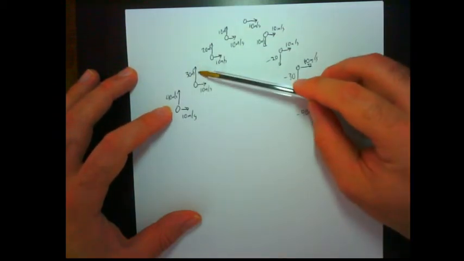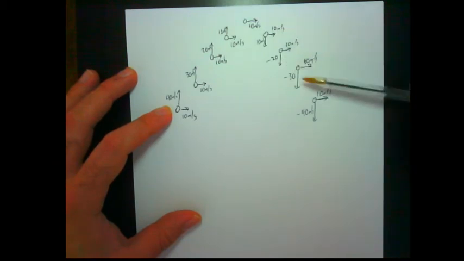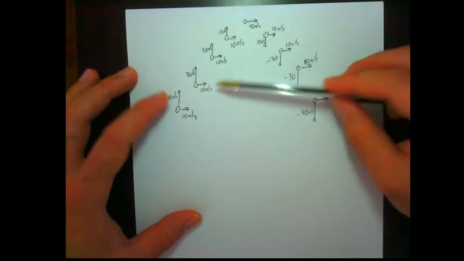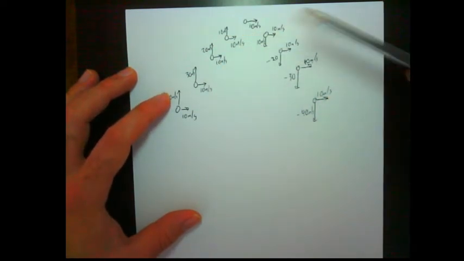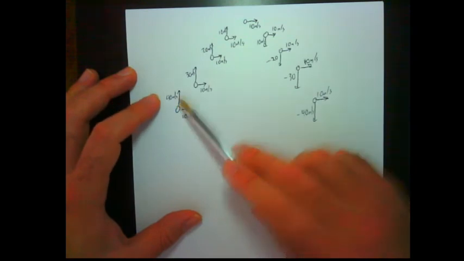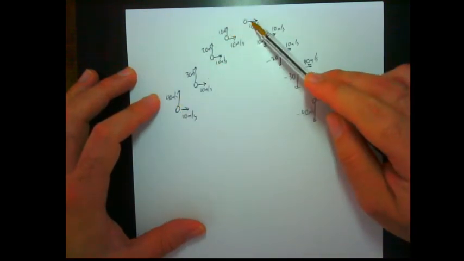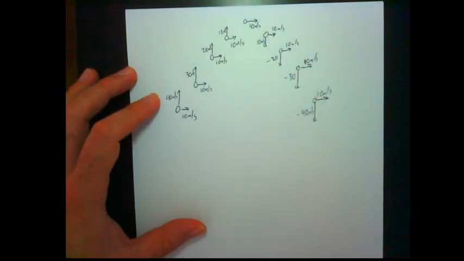40, 30, 20, 10, 0, negative 10, negative 20, negative 30, negative 40. Every second, the velocity is dropping by 10, meaning that if it went up at 40 meters per second, it takes 1, 2, 3, 4 seconds to reach the apex, and 1, 2, 3, 4 seconds to come back down.